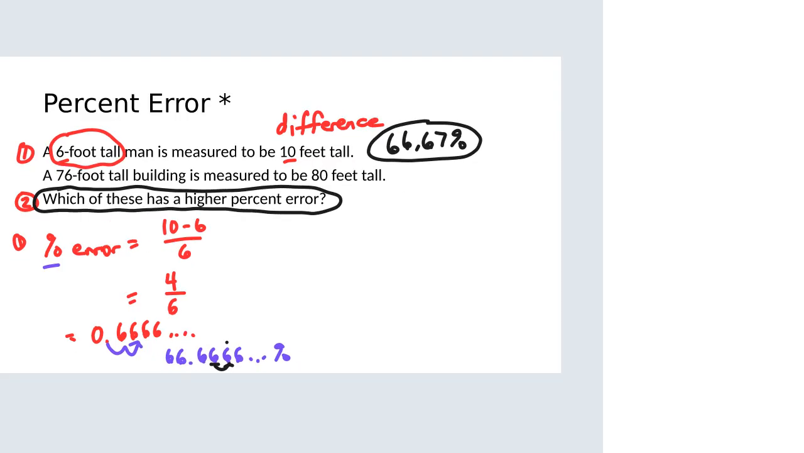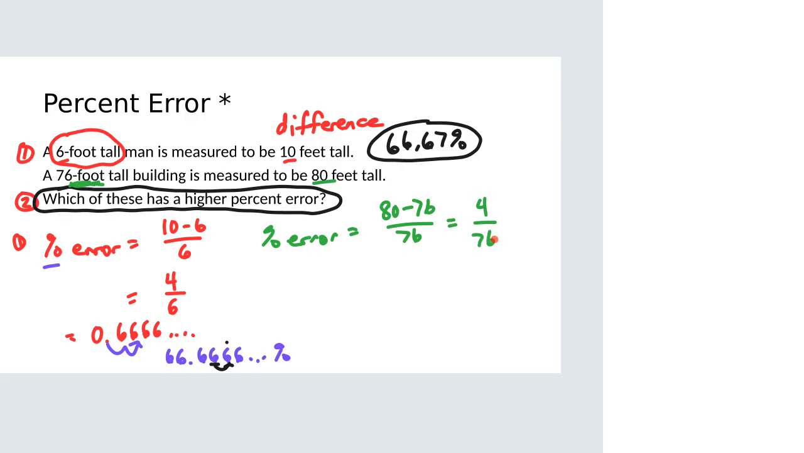Doing the calculation for finding the percent error on the building, just as a way to review that idea again. So for the building, how far off is it? Well, it's measured to be 80, but it's actually 76. So I need the difference between those. And the number that goes on the bottom is the actual amount, which is the 76. Be careful there when you're doing percent error. So we wind up with 4 over 76.